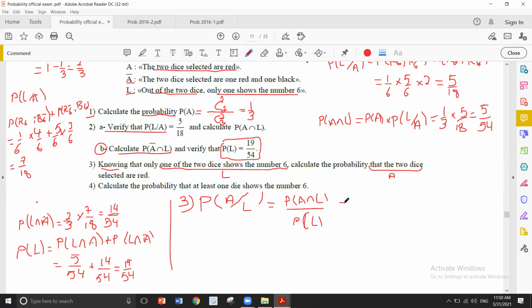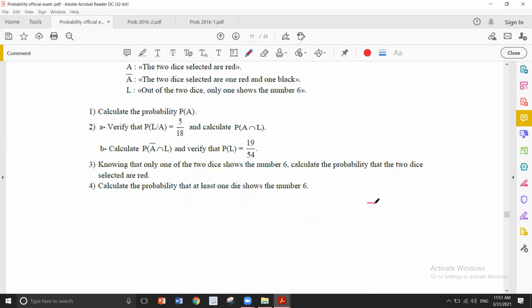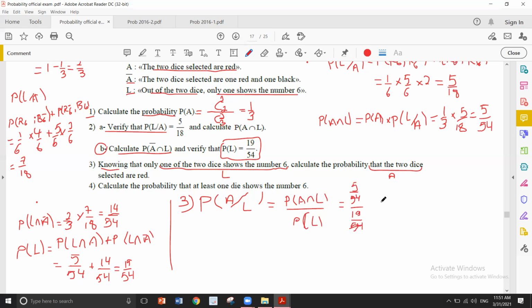I have them both. A intersection L is 5/54, over L is 19/54. Equal 5/19.